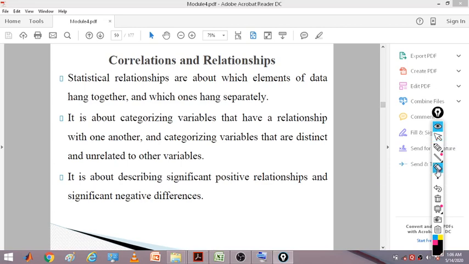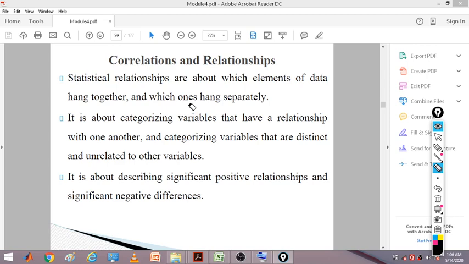Before going to the curve fitting, have a scatter plot and find out what curves we can have. So we should know what the correlation and the relationship are. Statistical relationships are about which elements of data hang together and which hang separately. A relationship defines which elements are related together and which elements are not related.